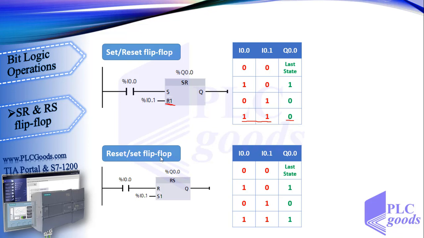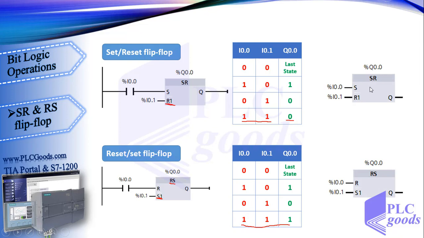Also the RS flip-flop is like SR, but in this one set has priority over reset. The FBD language uses these symbols for SR and RS flip-flops, which are the same as ladder symbols.